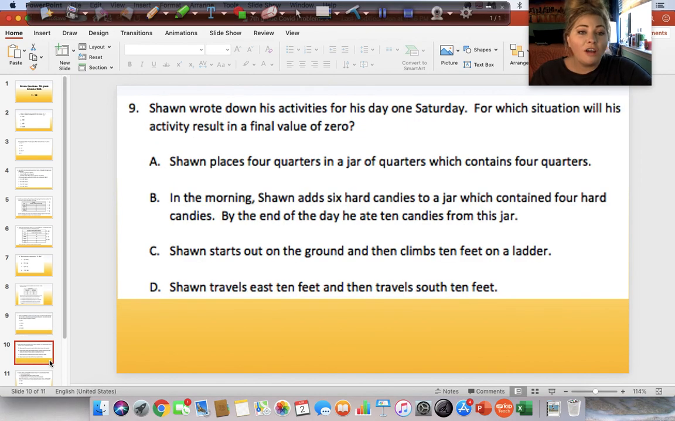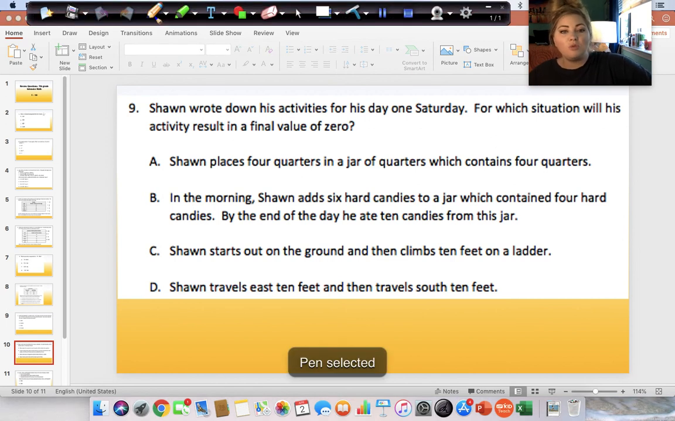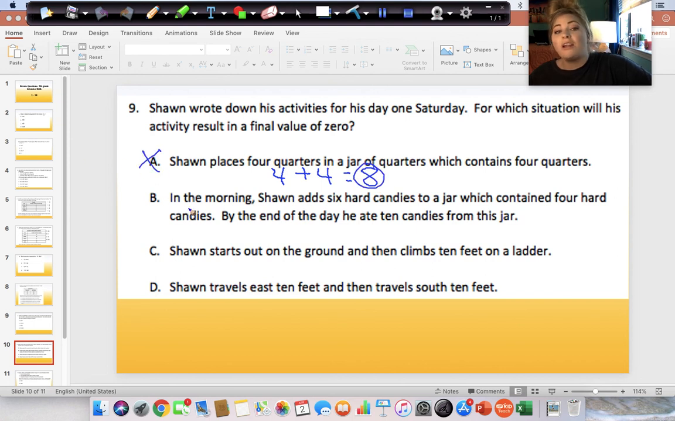Okay, Sean wrote down his activities for his day on Saturday. For which situation will his activity result in a final value of 0? So let's go through each of these situations and see which one equals 0. Sean places 4 quarters in a jar of quarters, which contains 4 quarters. We're adding 4 quarters. That gives us 8. That is not 0, so A is not our answer.